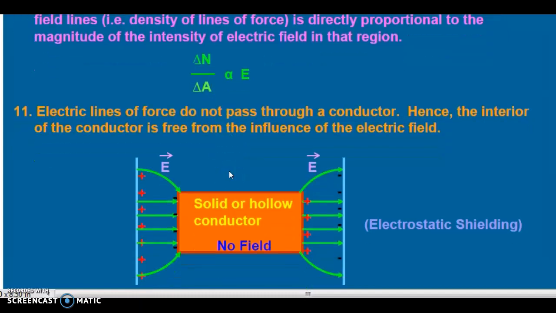Electric lines of force, the 11th property says, are not going to pass through a conductor. Hence, inside a conductor, there will be zero electric field. Like here, if I say that I have got a positively charged plate here and a negatively charged plate here, in this case the electric field lines will start from positive as seen over here. They will be ending at negative as seen on the right hand side. But these lines will not be just passing through here. So these lines are not going to pass through the conductor.